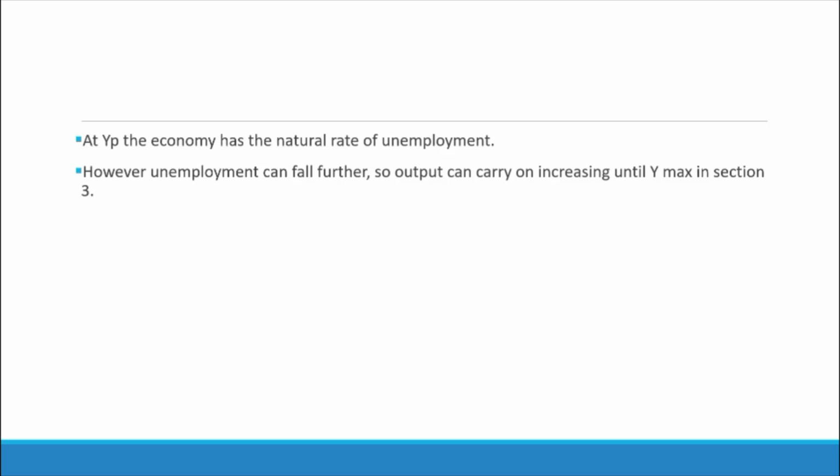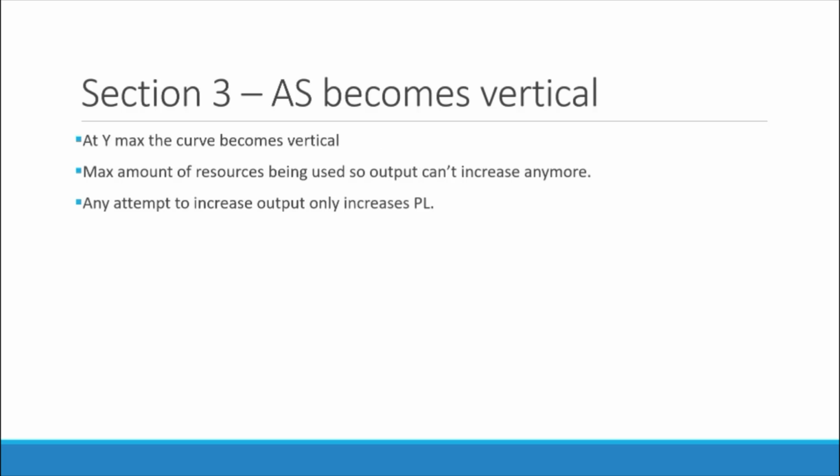At potential output, unemployment is at the natural rate. However, unemployment can fall below the natural rate, and output can carry on increasing until maximum capacity output, which is where all resources are 100% employed. At maximum capacity output, the curve becomes vertical, as output can't be increased anymore. All resources in the economy are being 100% used, they're fully employed, so any attempt to increase output will only increase price level. So that's it, but what are the key conclusions?